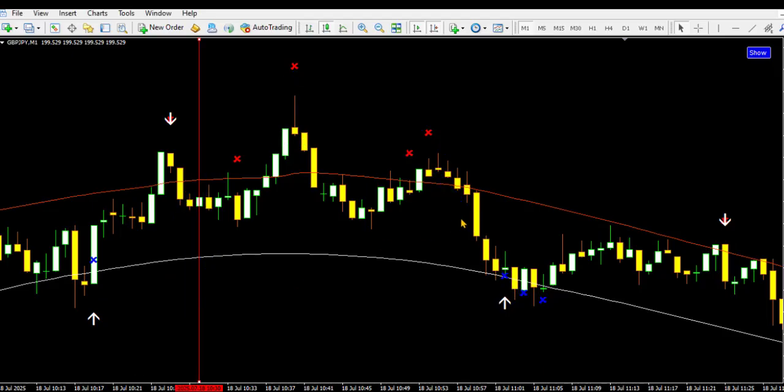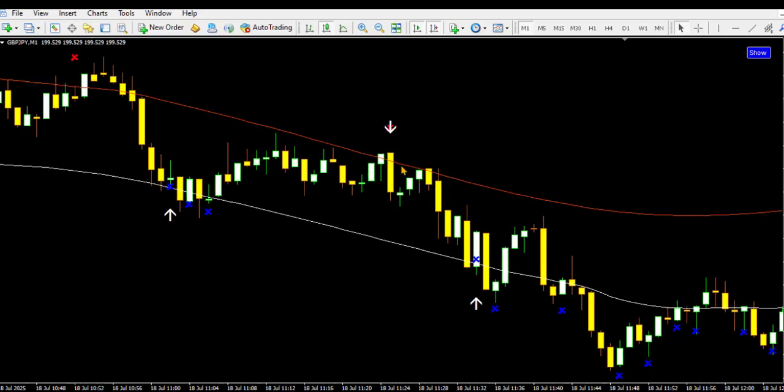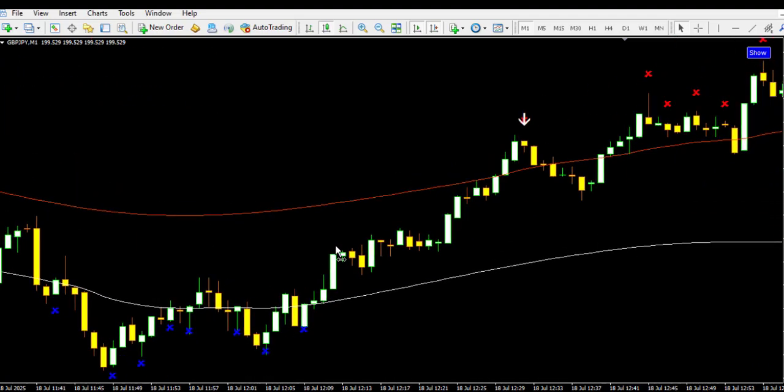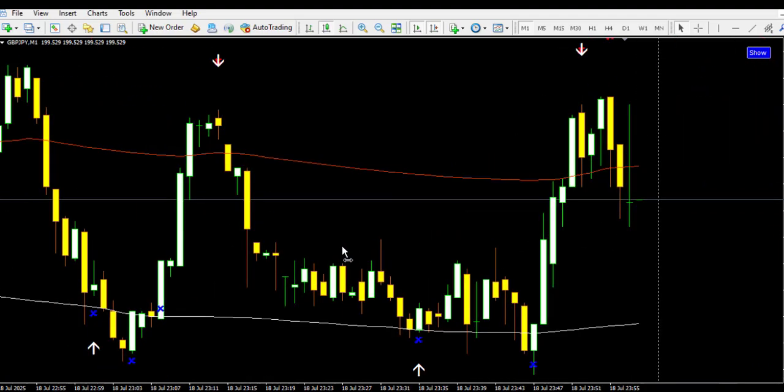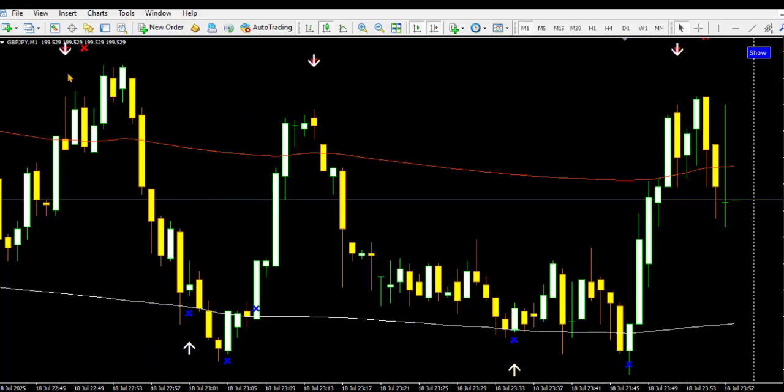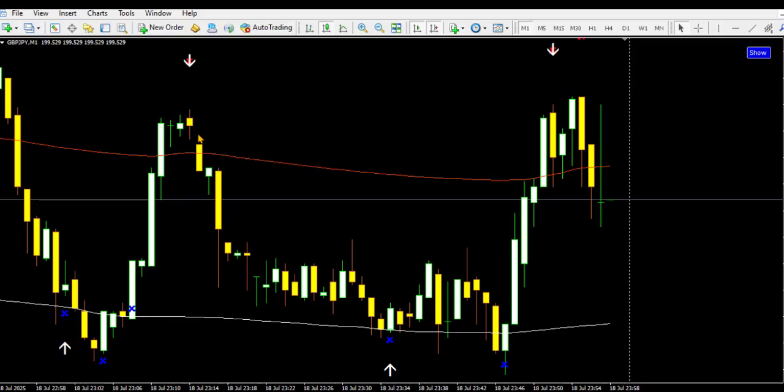Let's move forward a bit. Here we have another sell. It did deliver. Now let's move forward a bit. Here we have another sell here. We have another sell here. At this particular point, we have another sell here. We have another sell here before the market closed.